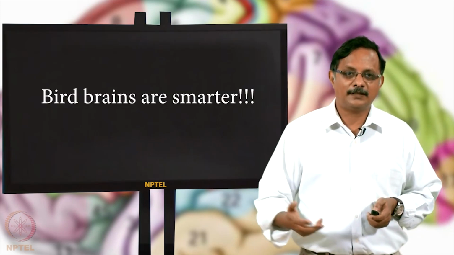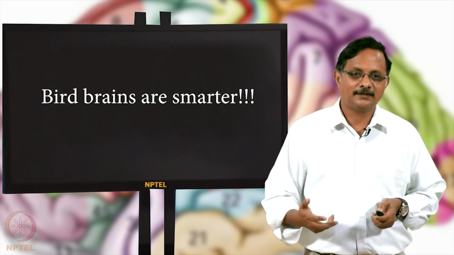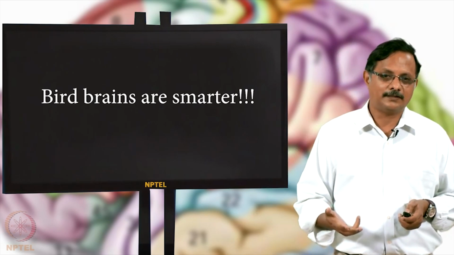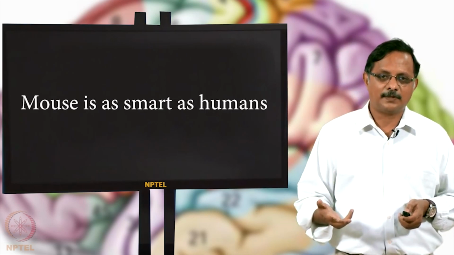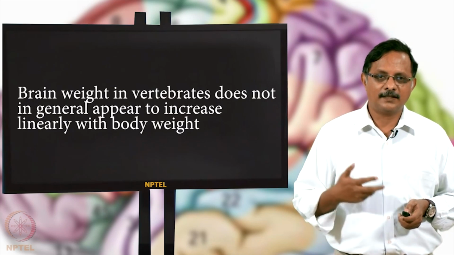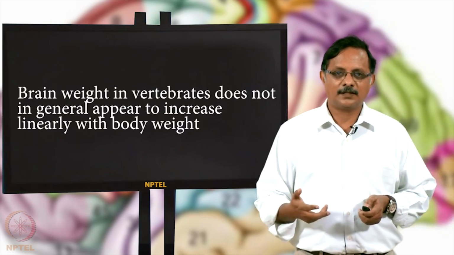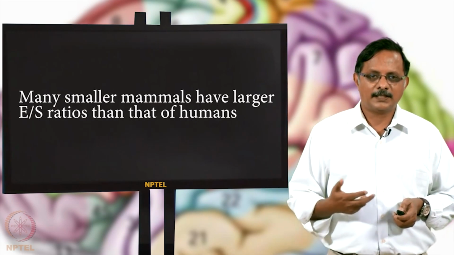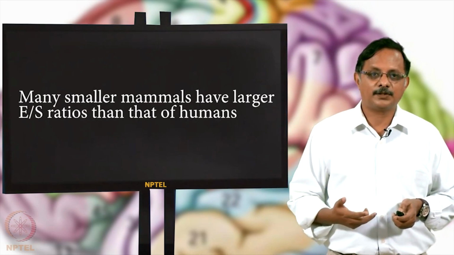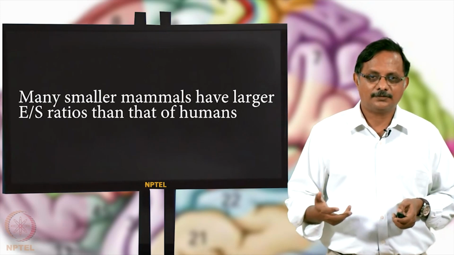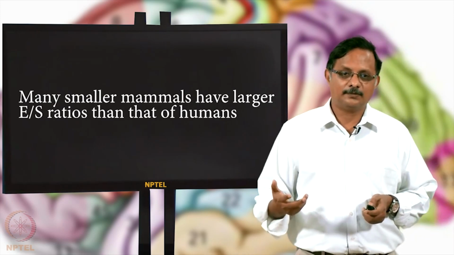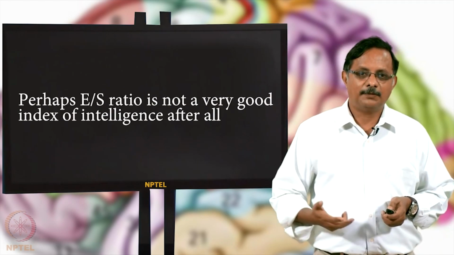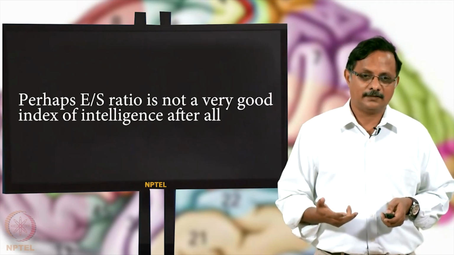Now, when you call somebody a bird brain, you treat it as an insult, but here by the measure of E by S ratio, birds turn out to be the smartest, and mouse is just as smart as humans. Brain weight in certain vertebrates does not generally appear to increase linearly with body weight. Also, many smaller mammals have larger E by S ratios than that of humans. So, something has gone wrong again, and we need to conclude that perhaps E by S ratio is not a very good index of intelligence.